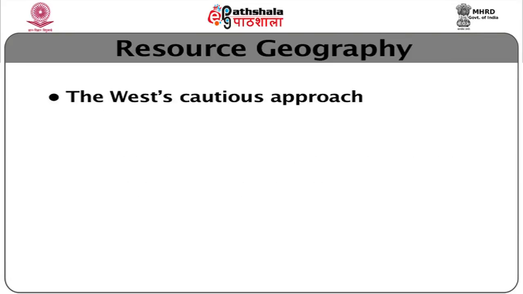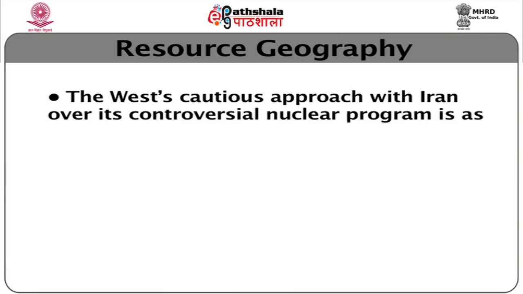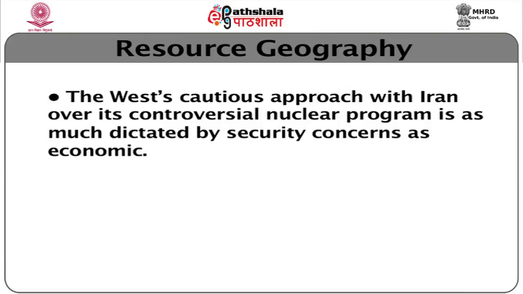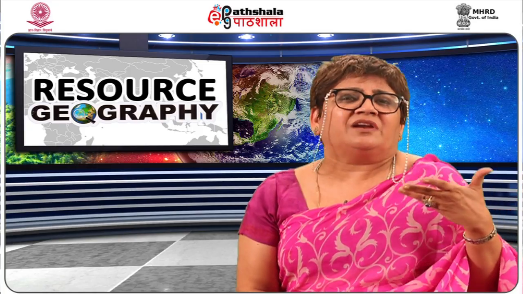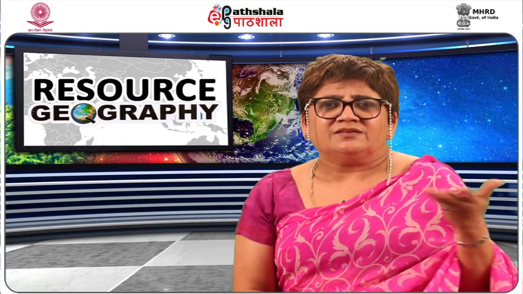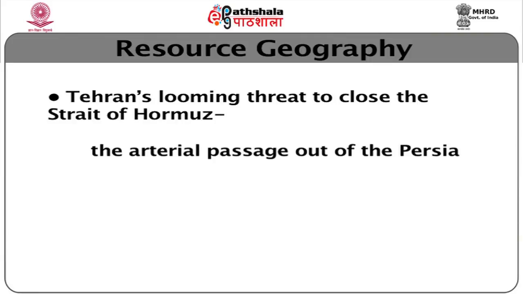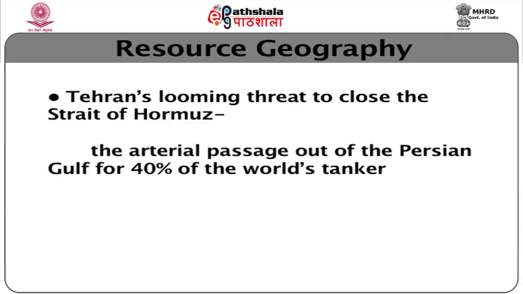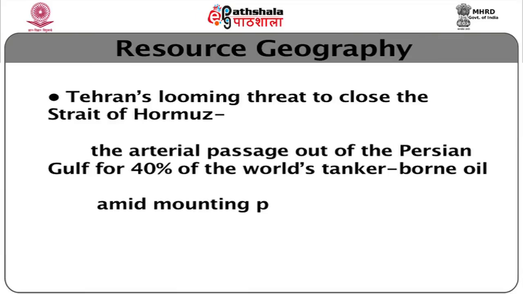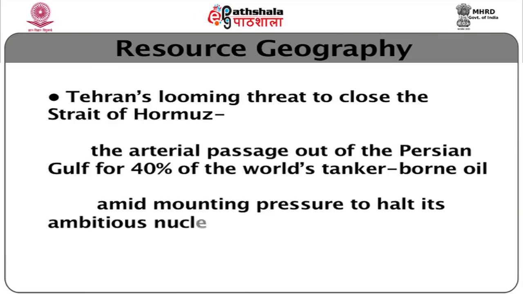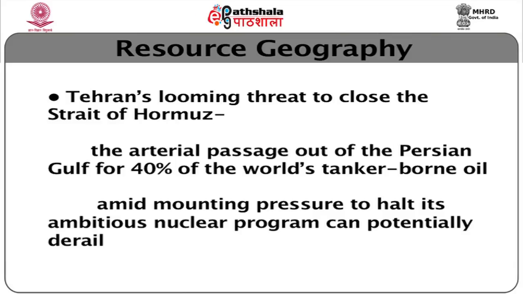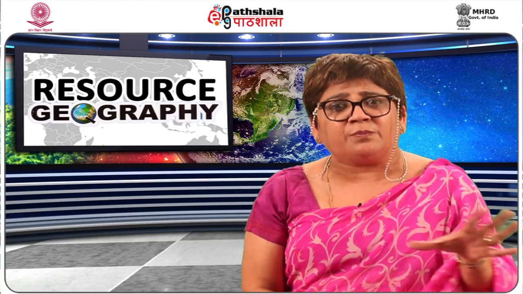The West's cautious approach with Iran over its controversial nuclear program is as much dictated by security concerns as economic. And of course, we have all read this in the newspaper and we understand this. Tehran's looming threat to close the Strait of Hormuz is being looked at very closely. It is the passage out of the Persian Gulf that 40% of the world's tankers cross. That's the reason why people are talking about how this can be closed, and so the pressure is building. This, along with the nuclear program, can potentially derail global markets, because that passage is so important.